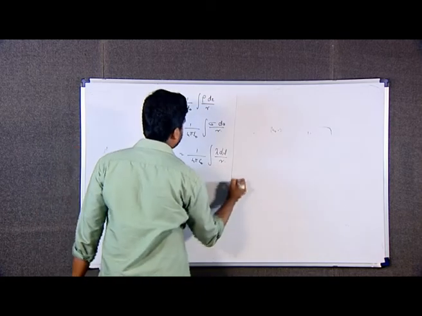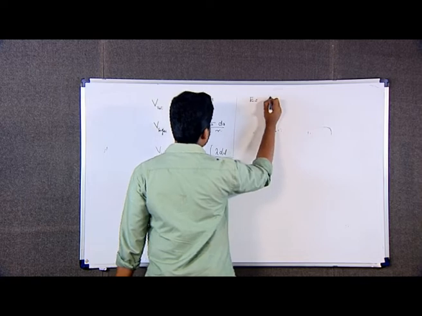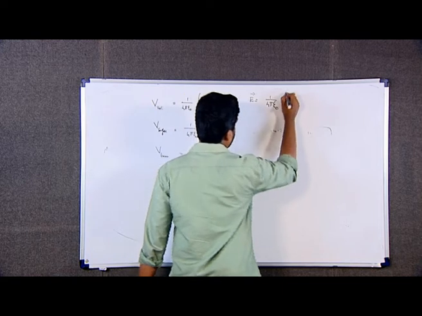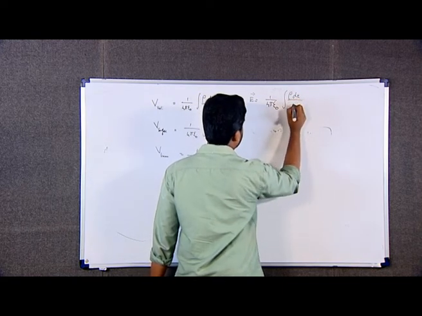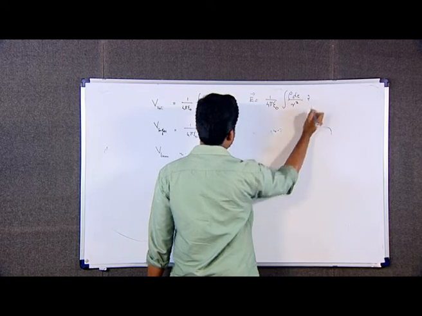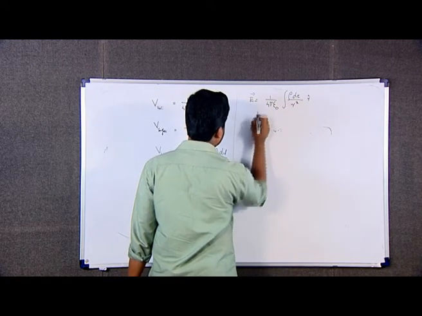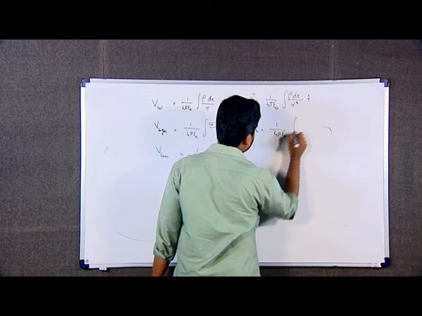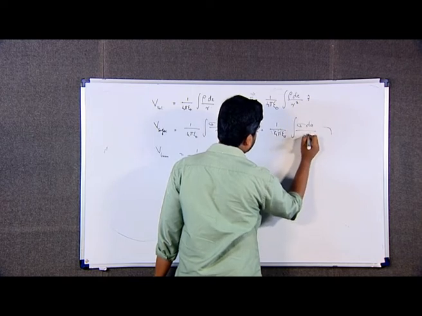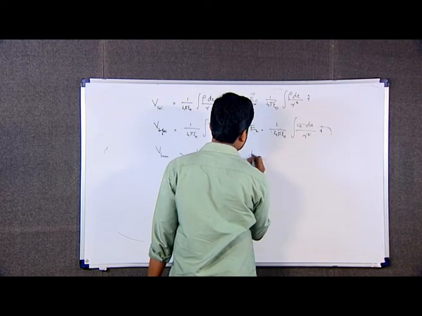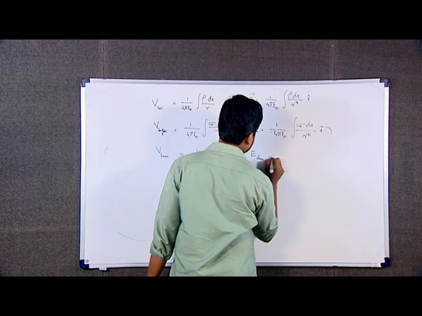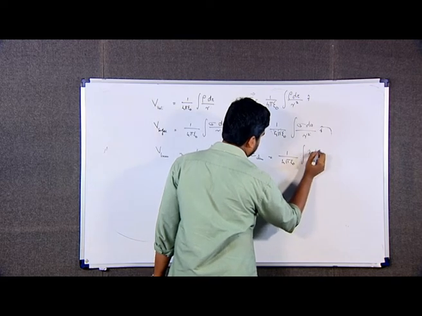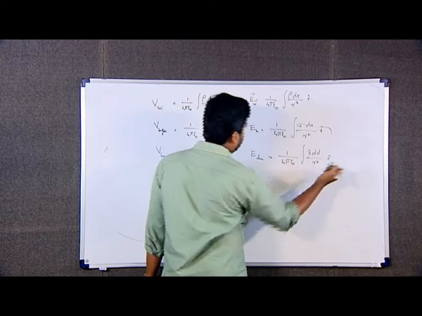And similarly, the electric field E is equal to 1 by 4 pi epsilon 0 integral rho d tau by r square into r cap, plus E for the surface is equal to 1 by 4 pi epsilon 0 integral sigma dA by r square into r cap, and E for the linear charge distribution is equal to 1 by 4 pi epsilon 0 integral lambda dl by r square into r cap.